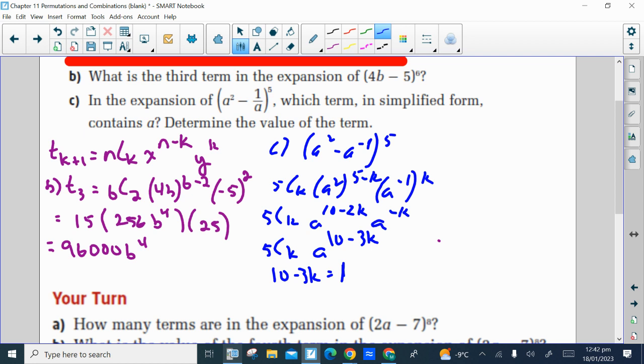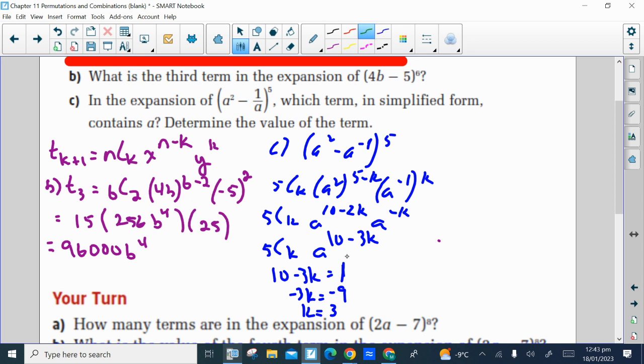Now again, you could have done the entire expansion and then looked to see, after you simplified everything, which term was a to the 1, and you'd have your answer. But using the general term formula, you don't have to do the entire expansion. So if we solve for k here by first subtracting 10 from both sides and then dividing both sides by negative 3, we get k equals positive 3. So when k equals 3, we should have our term, that's the a term, or a to the power 1.